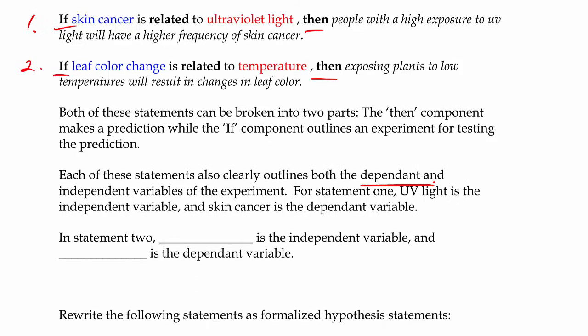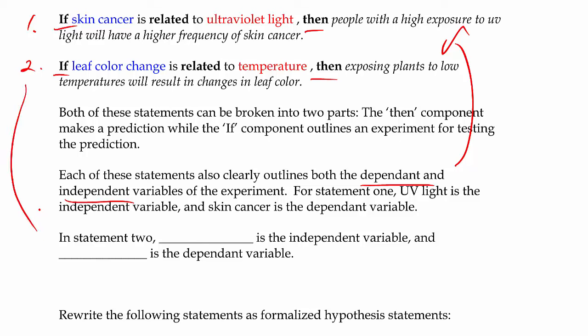You have heard of the dependent and independent variables. In general, in an experiment, the thing you're controlling is the independent variable. The result of your experiment, the thing that is changing in response to that, it's dependent on that. It's the dependent variable. So for statement number 1, this puppy right here, we would say that the UV light is the independent variable, and skin cancer would be the dependent variable.